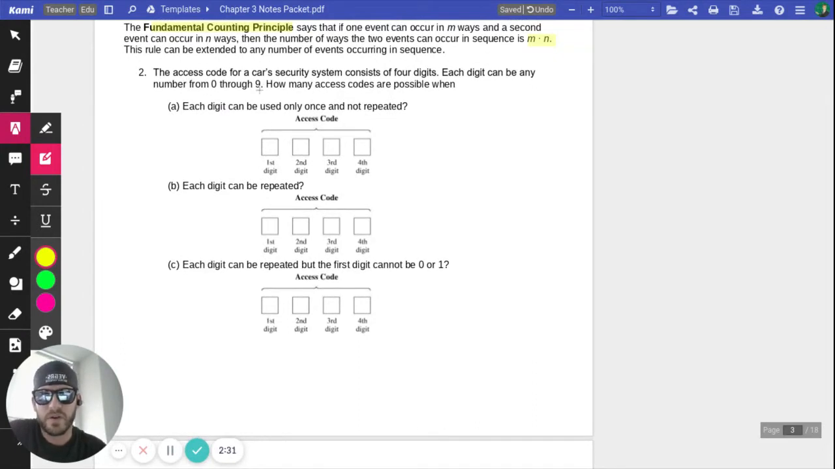So we got a question here. The access code for a car security system consists of 4 digits. Each digit can be a number between 0 through 9. How many possible codes are there when? And then we got A, B, and C. I do want to talk about 0 through 9 really quickly.